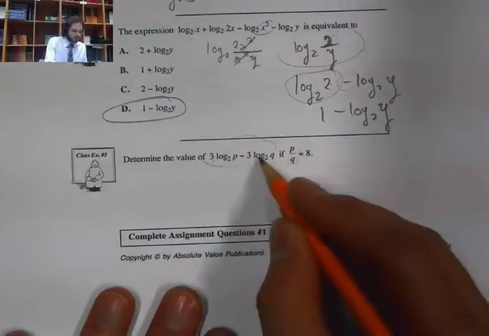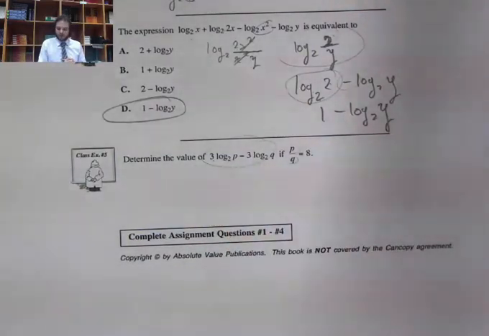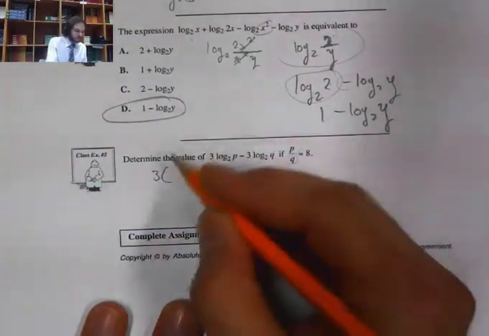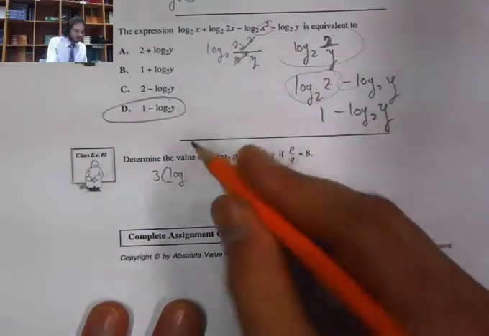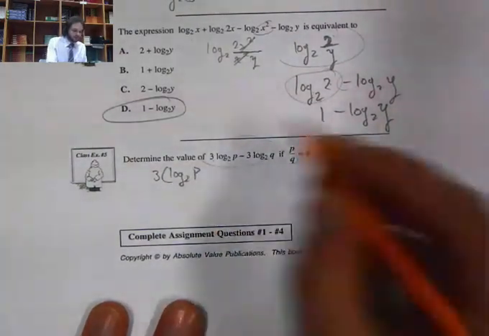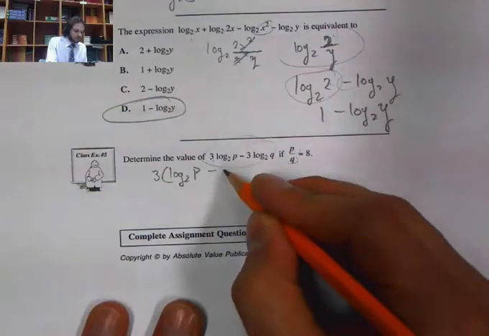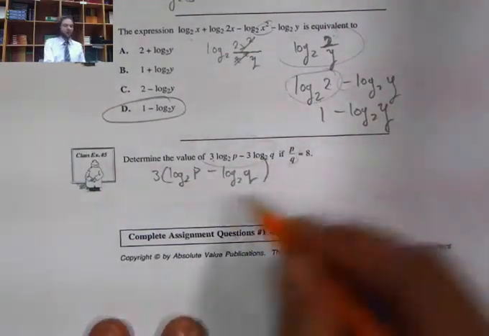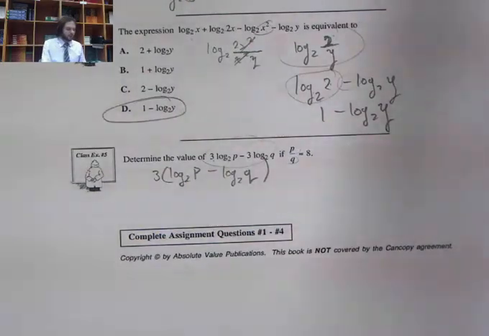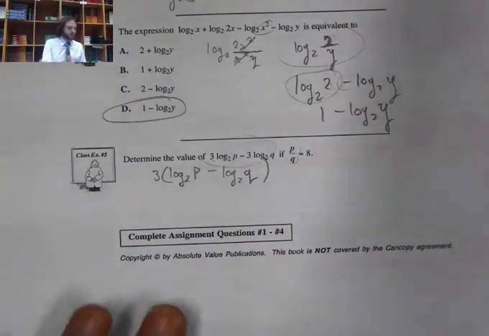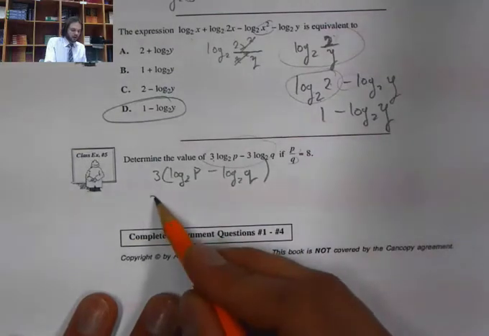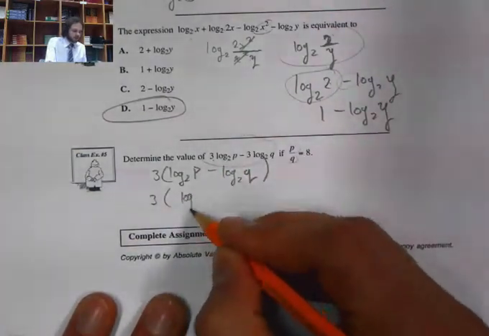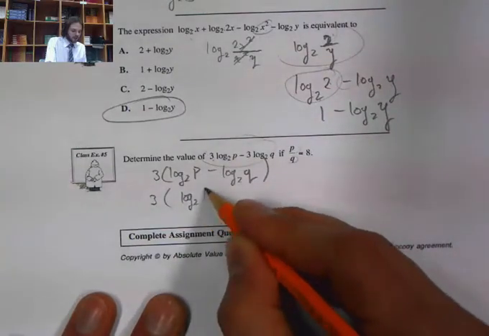So I have 3 of these and 3 of those. Well, they are not the same, so I'm going to try factor out a 3. Okay, so I'm left with log 2p minus log 2q. There we go. Now I'm going to combine these because I factored out that 3. Makes it a lot easier. So I'm going to have 3. Now for subtracting, that's division. You get log 2 of p over q.